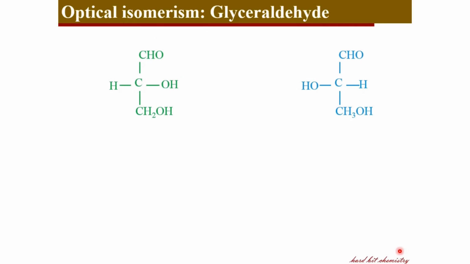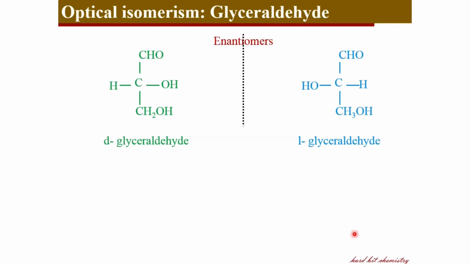And coming to glyceraldehyde, here is the structure of glyceraldehyde. Again, the compound possesses only one chiral center as shown here. Therefore, it possesses two optical isomers as shown like this. They are related as object and non-superimposing mirror image. Therefore, they are enantiomers.